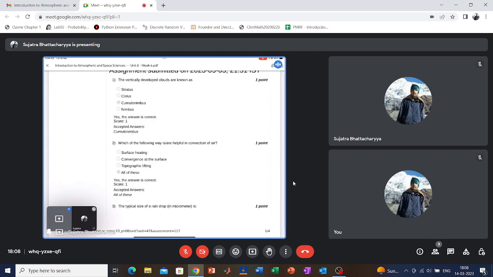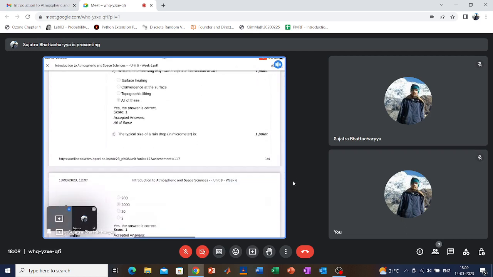The second option given here is the convergence at the surface. Of course, if there is a low pressure system, winds will converge over this low pressure area and the winds cannot go downwards, so they will go upward and result in some kind of cloud formation. Therefore, this option is correct. The third is topographic lifting. Topography means some elevation, like orography. Therefore, orographic lifting is also a process of convection. So the correct option here will be all of these.